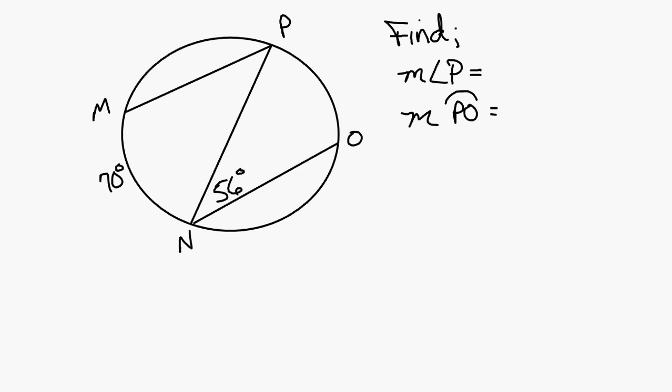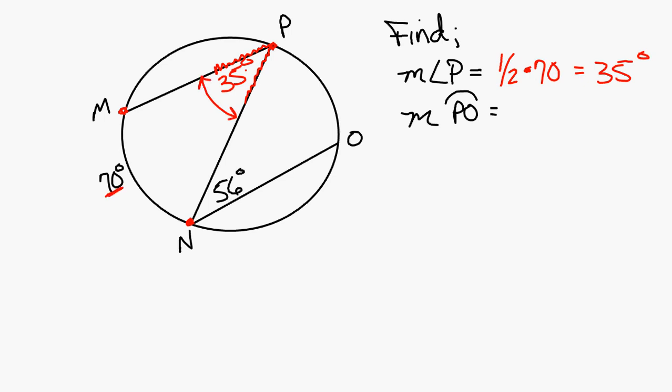Alright, pretty straightforward right here. Find the measure of angle P. Angle P is right here. Its vertex is on the circle. Its sides are chords. The measure of angle P is going to be half of its intercepted arc. Well, its intercepted arc is 70. So the measure of angle P is 1/2 times 70, which equals 35 degrees. So this angle right here is 35 degrees. Now look at this, because the book doesn't specify: this inscribed angle is always half of its intercepted arc.